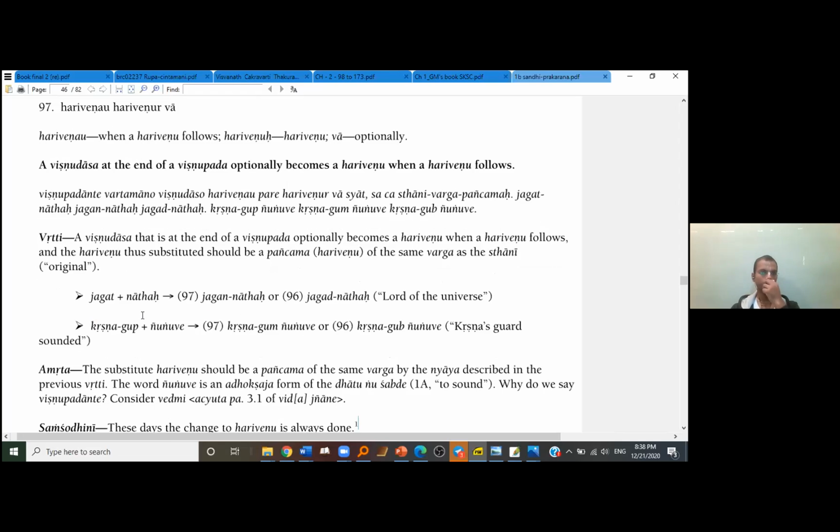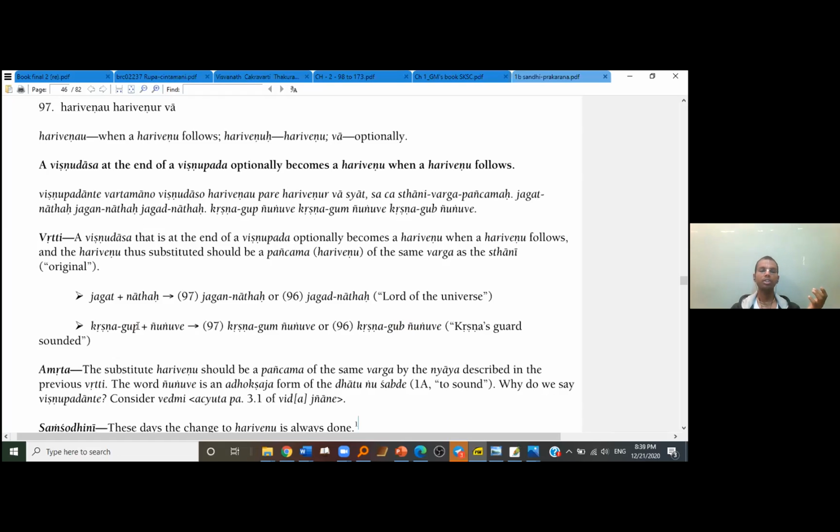Next example is Krishna Gup Nyungmume. This is like a Chinese pronunciation. Nyungmume. So this Nya is a hari-veṇu and Pa is a viṣṇu-dāso. So this Pa viṣṇu-dāso will change into hari-gadā one time by the previous sutra, viṣṇu-dāso, viṣṇu-padānte, hari-ghoṣe cha hari-gadā, and we get this form.